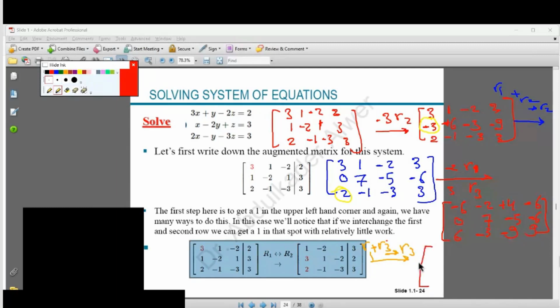Okay. Now, R1 or R3, it's 6 minus 2, 4 minus 6. No change here, 0, 7, minus 5, minus 6. Here, minus 6 is 0. Minus 2 with minus 3, it's minus 5. 4 with 9, it's minus 5. Minus 6 with 3, it is 3.